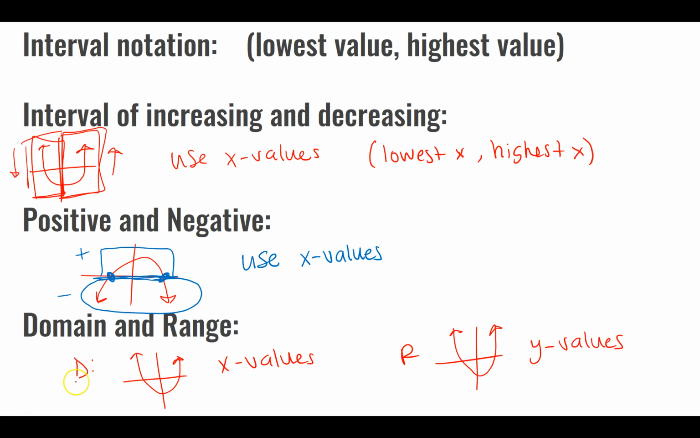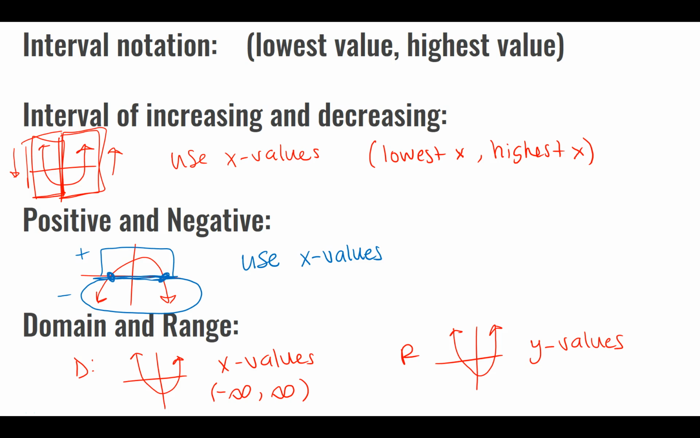Now we can kind of go ahead and do domain. Will it ever stop moving left and right? For parabolas, no. So this will always go from negative to positive infinity. That's how we show all of them. They will all be there because the smallest x that exists is negative infinity. The highest x that exists is positive infinity. Okay? Because of those arrows, it's not going to stop.